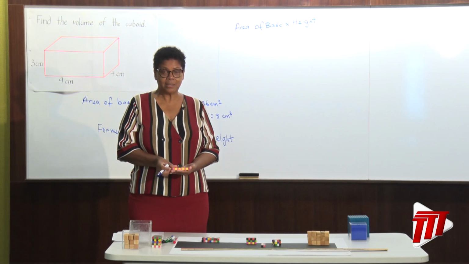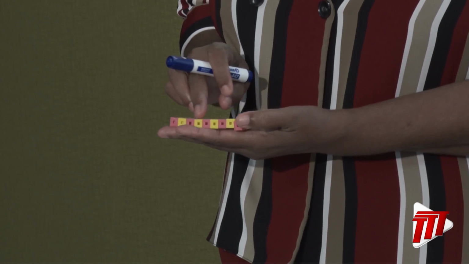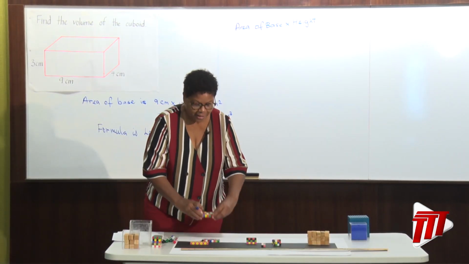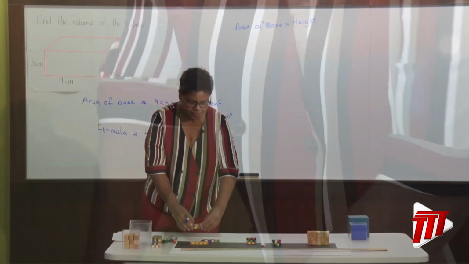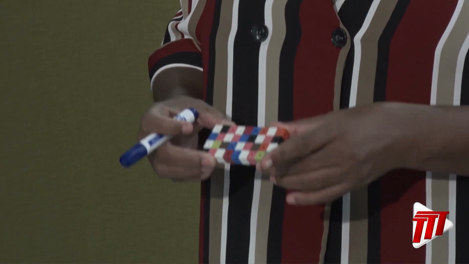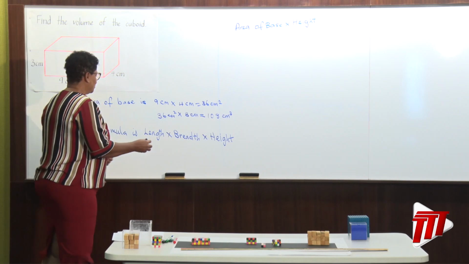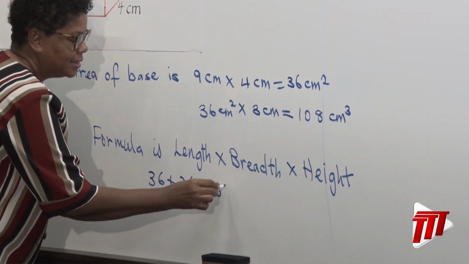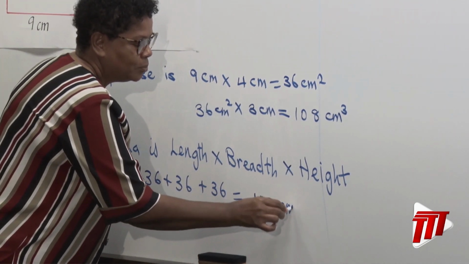So we can count the base, and it would have been 9 multiplied by 4, which is 36. And then we add this 36 to that 36, and it would have been 72. And we add the final 36 to the 72, and we ended up with 108. So 36 add 36 add 36 would have been 108 cubic centimeters.